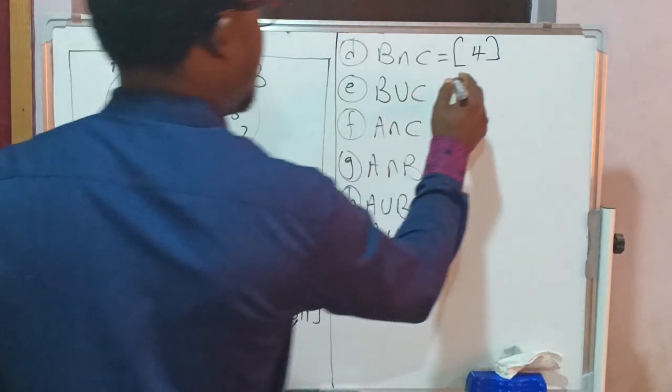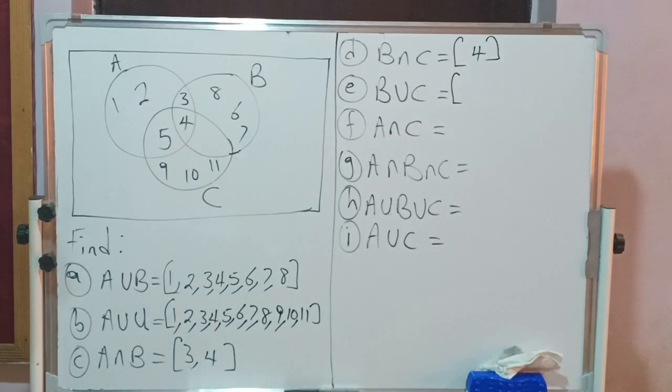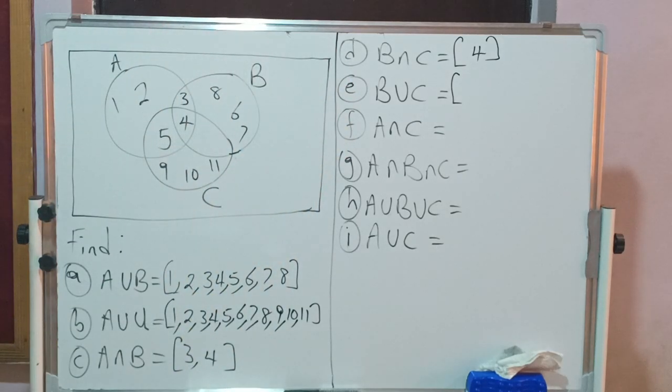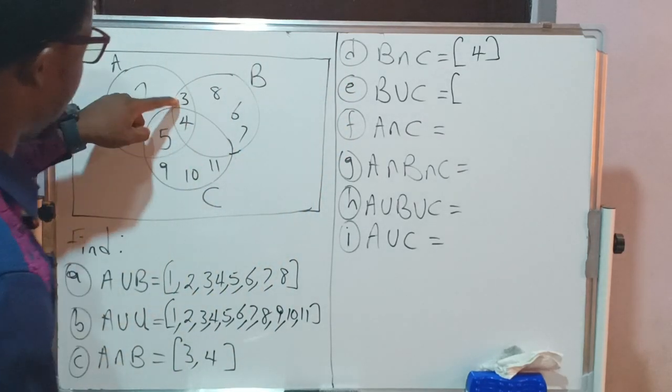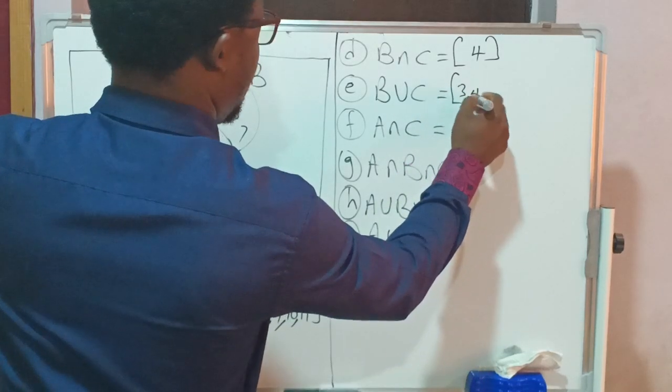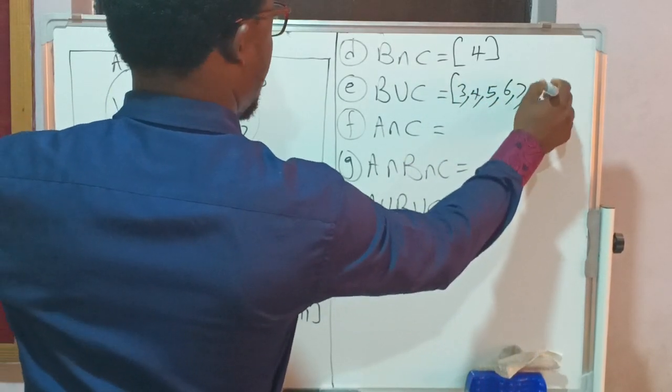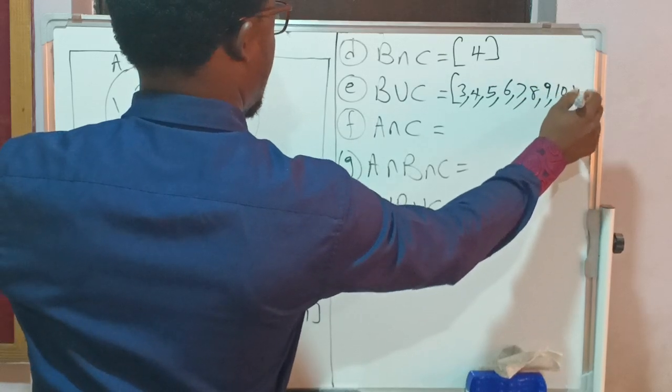So let's go to E. Now the E says B union C. That is all the elements that make up B and C without repeating any element. So we're going to start with 3, 4, 5, 6, 7, 8, 9, 10, and 11.